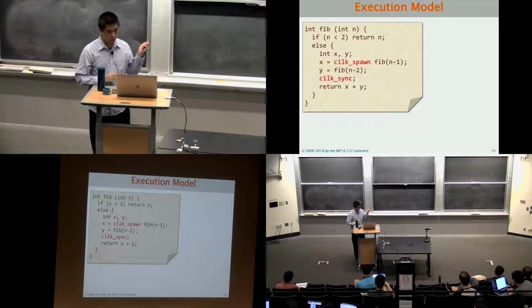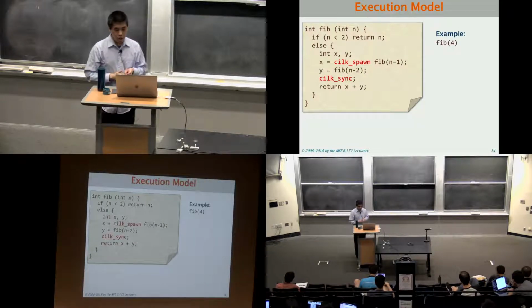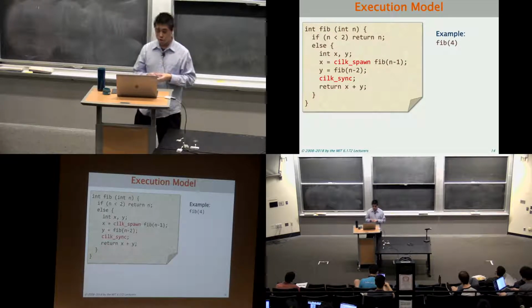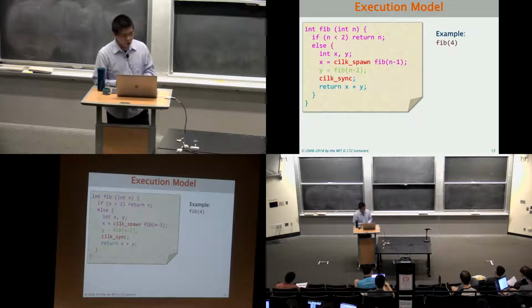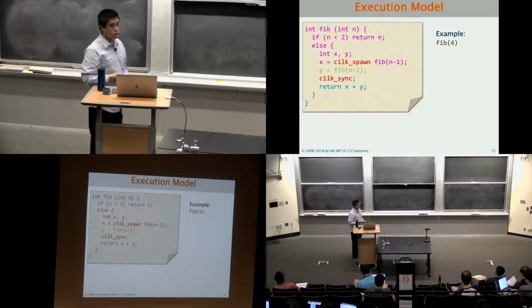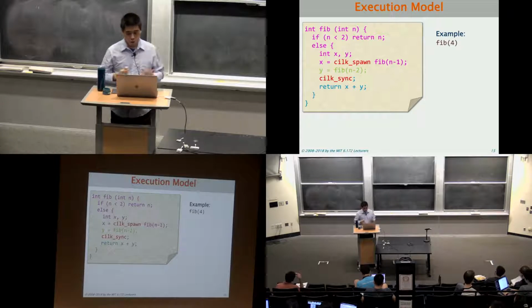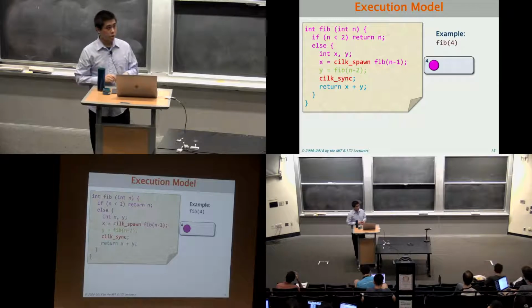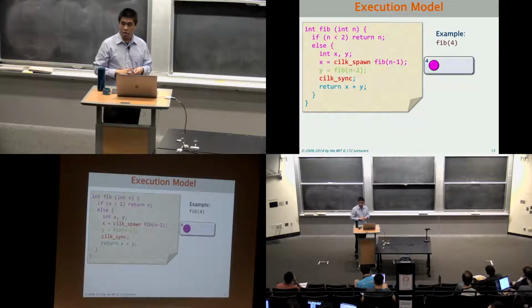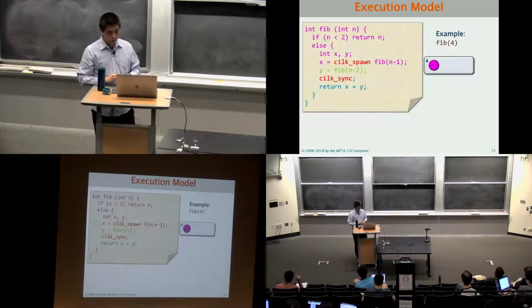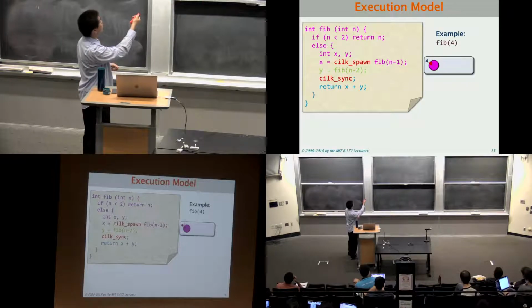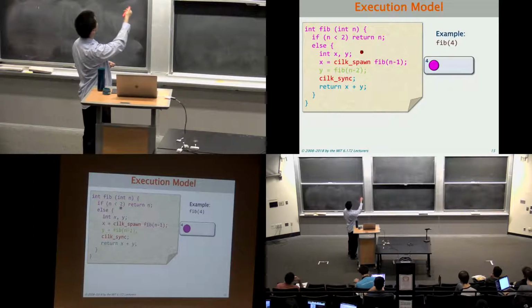This is the code that we saw before for Fibonacci. Let's now look at what a call to fib of 4 looks like. Here I've color-coded the different lines of code so that I can refer to them when I'm drawing this computation graph, corresponding to how the computation unfolds during execution. The first thing I'm going to do is call fib of 4, and that's going to generate this magenta node here, corresponding to the call to fib of 4, and that's going to represent this pink code here.